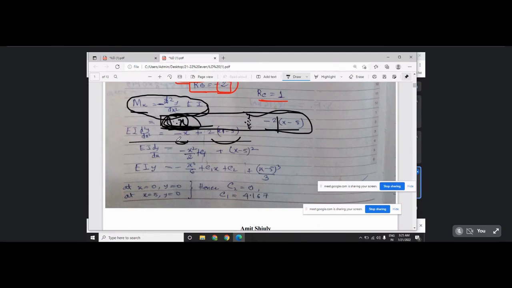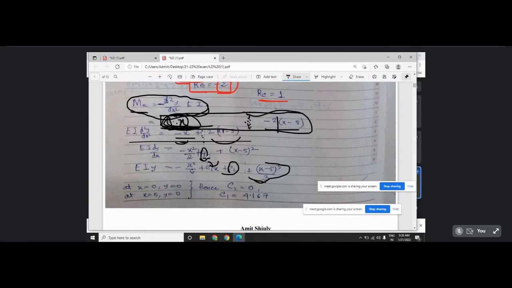EI d2y by dx2 is equal to minus x plus dotted, meaning if this span is situated in this BA region, x minus 5. Naturally, if you integrate it, you get a constant c1: minus x square by 2 plus c1 plus x minus 5. If you integrate again, you get another constant: EIy is equal to minus x cube by 6 plus c1x plus c2. So you have to integrate it two times.